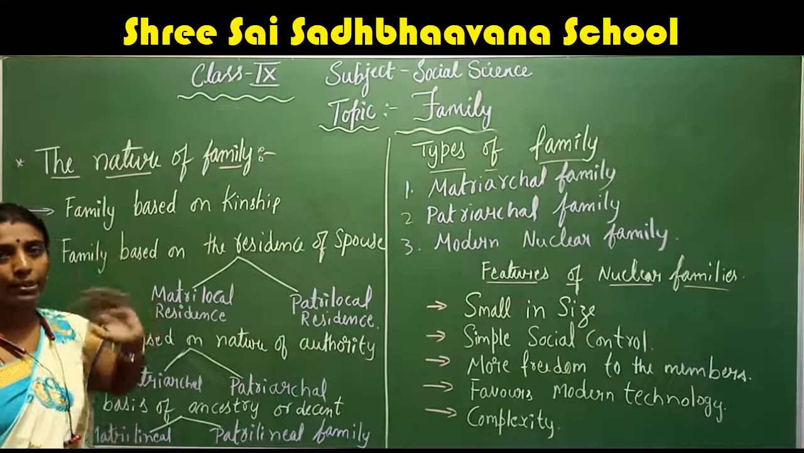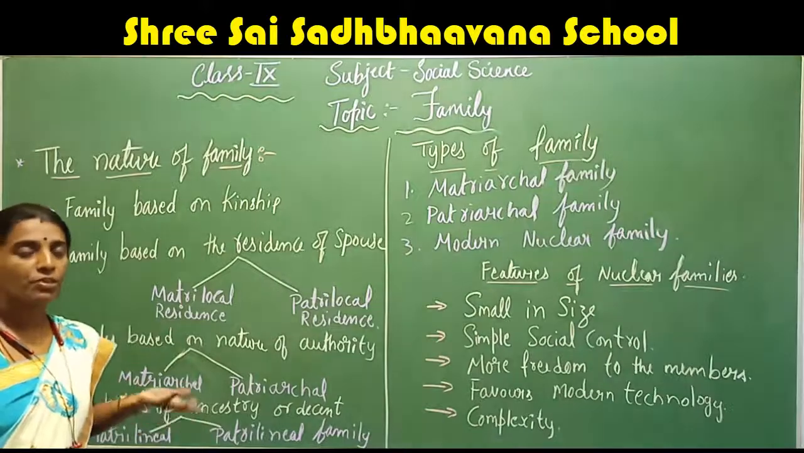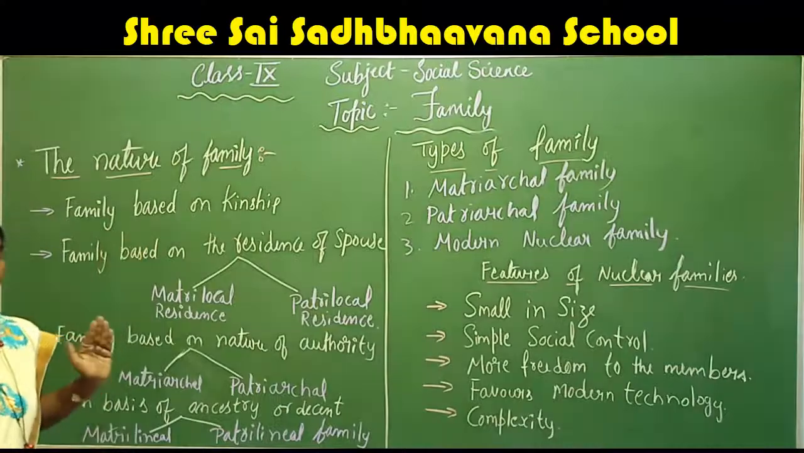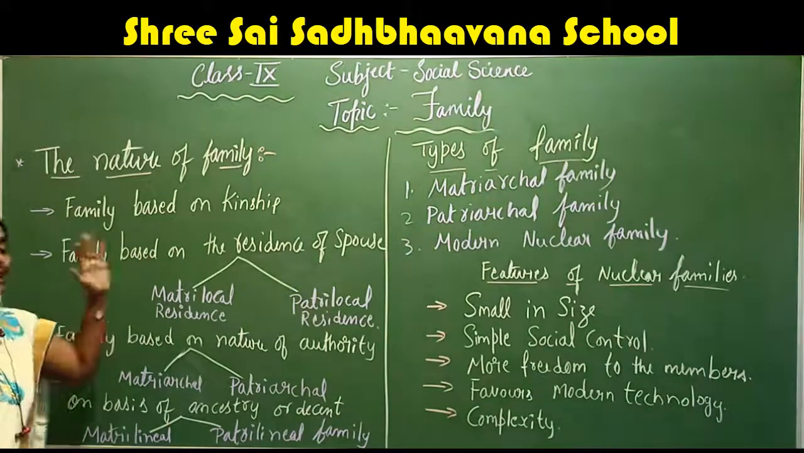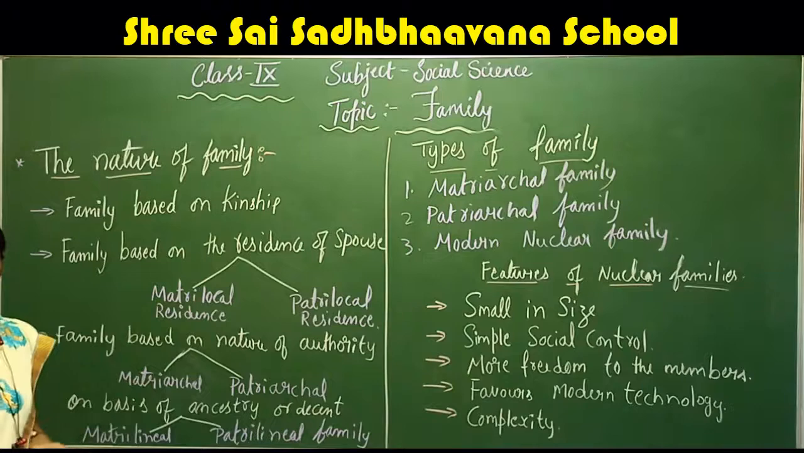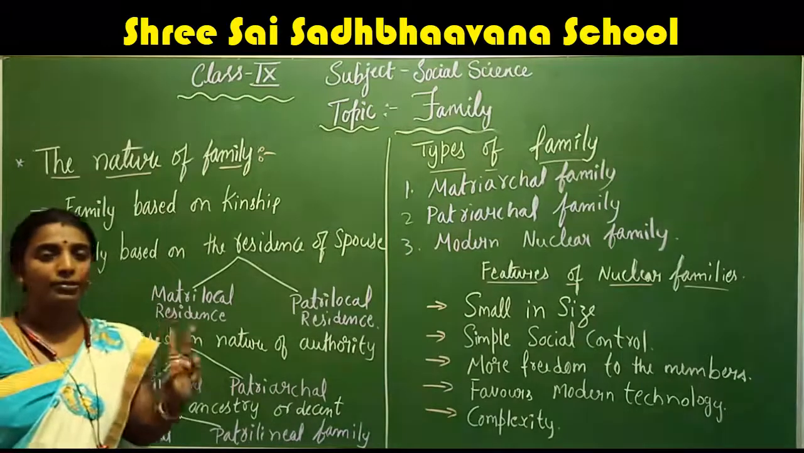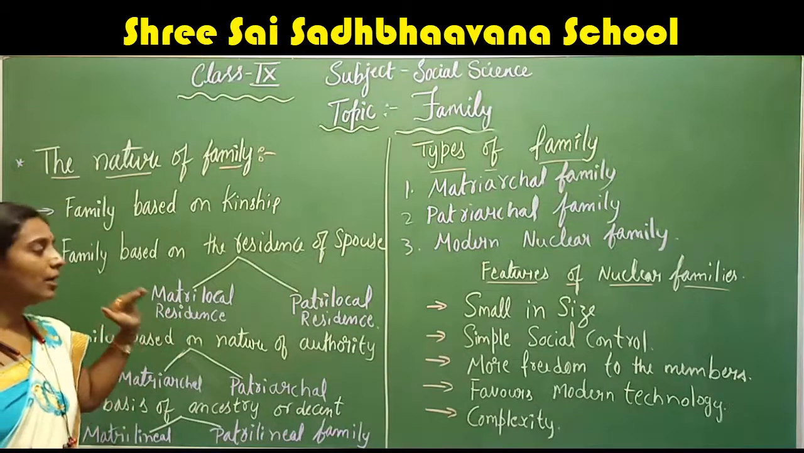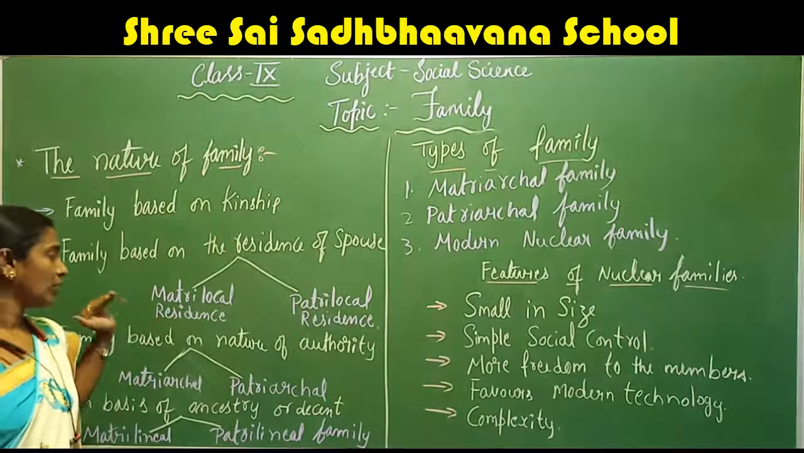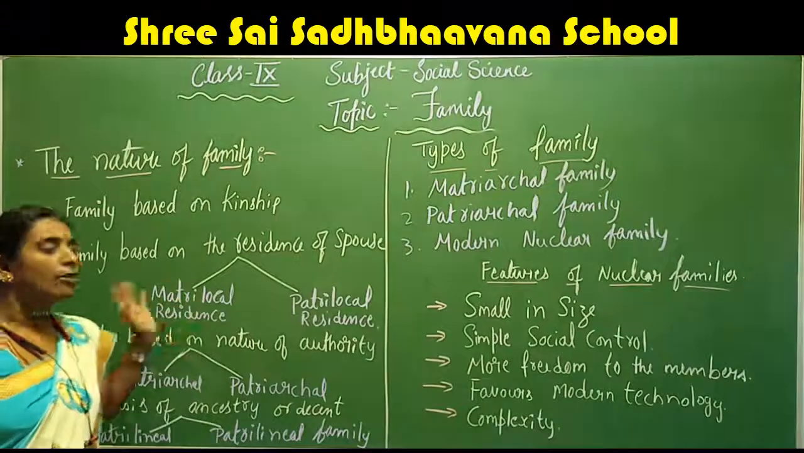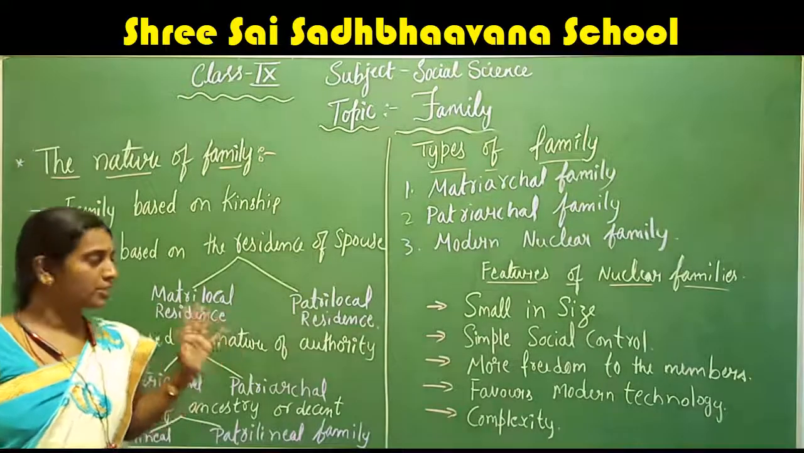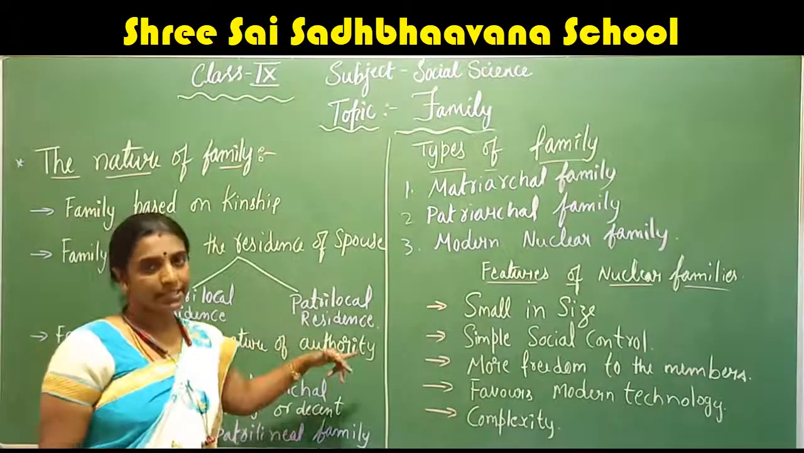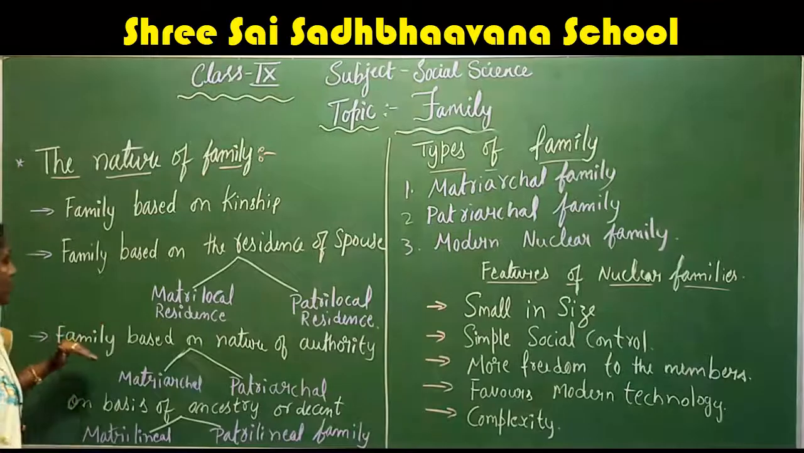Family based on kinship is like a relationship. Because of the blood relationship, the family will stay together. That is one of the natures of the family. And the second one is based on the residence of spouse, where they are going to stay. When a couple marry, if the husband stays with the wife's community, that is matrilocal residence. If the wife goes and stays with the husband's family, that is patrilocal residence. Understood, children? Let us move on to the next point.